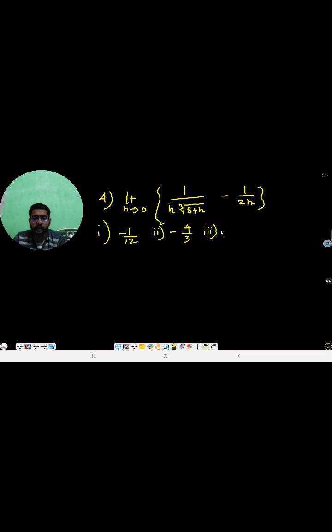Question number 4 is: limit h tends to 0, 1 by h into the cube root of 8 plus h, minus 1 by 2h. This is given, and some options are given. The options are: number 1, minus 1 by 12; second option, minus 4 by 3; third option, minus 16 by 3; and the fourth one will be minus 1 by 48.